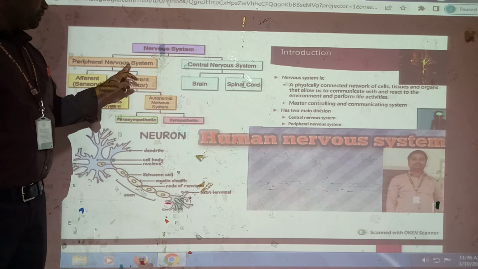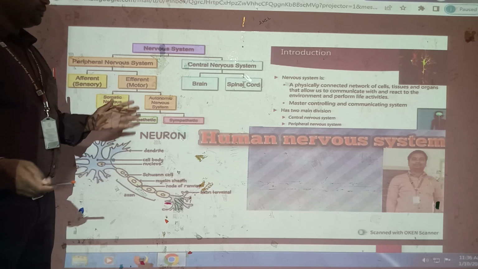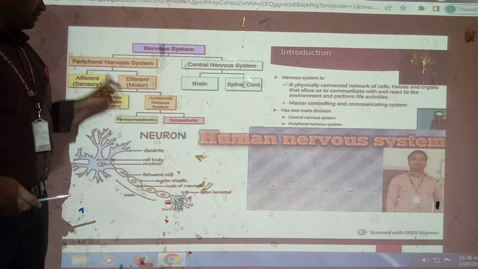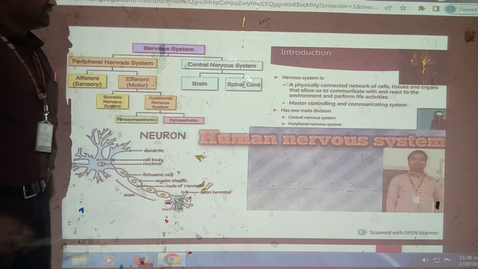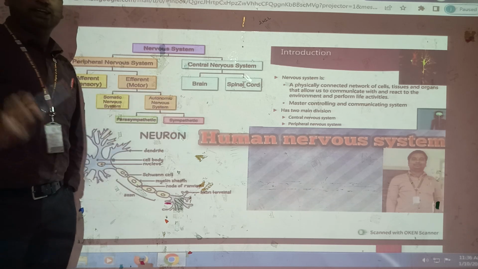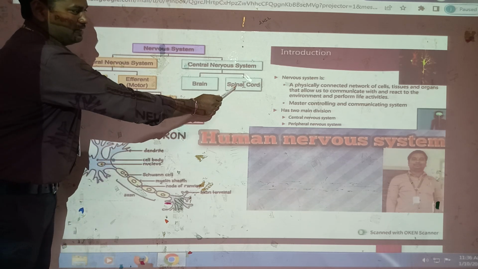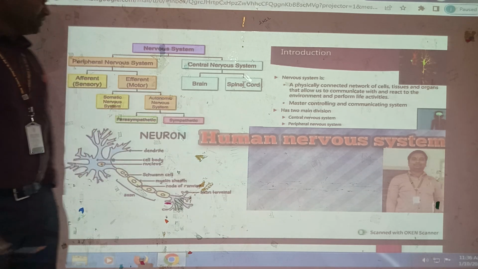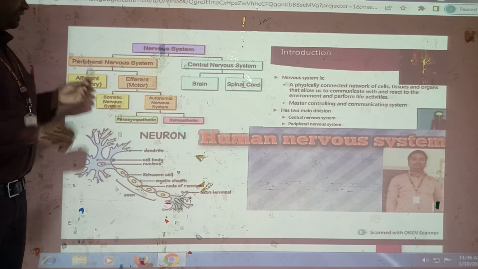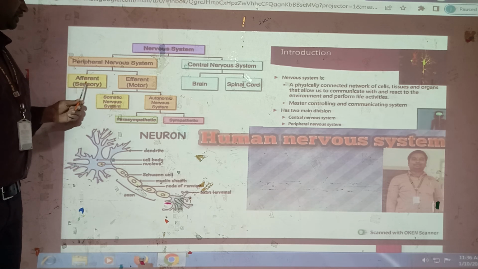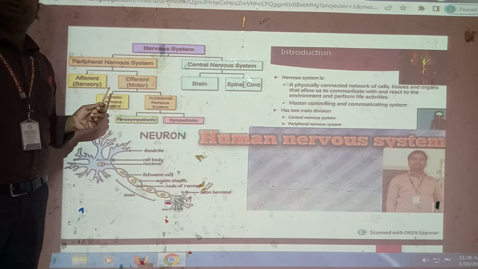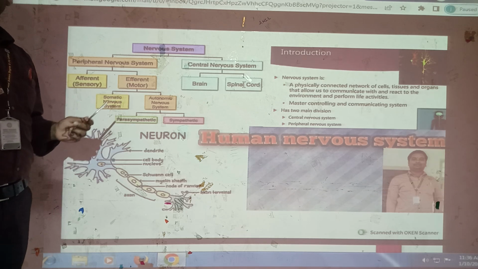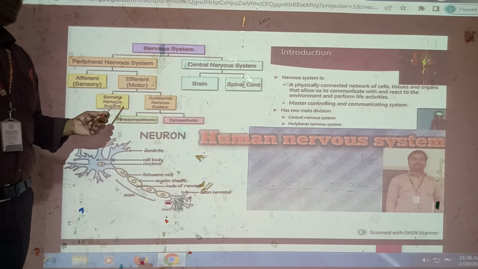The nervous system consists of three parts: the central nervous system, the peripheral nervous system, and the autonomic nervous system. The central nervous system has two parts: the brain and the spinal cord. The peripheral nervous system has an afferent sensory part, the cranial nerves, with 12 pairs in humans, and an efferent motor part, the spinal nerves, with 31 pairs.